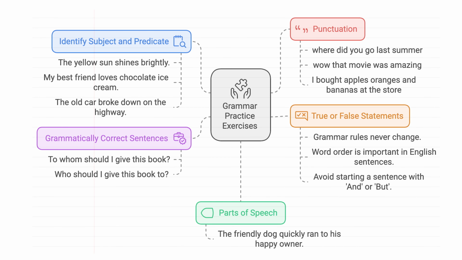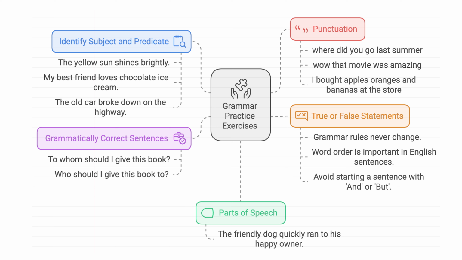Practice exercises. 1. Identify the subject and predicate in these sentences. A. The yellow sun shines brightly. B. My best friend loves chocolate ice cream. C. The old car broke down on the highway. 2. Identify the parts of speech in this sentence. The friendly dog quickly ran to his happy owner. 3. Rewrite these sentences with correct punctuation. A. Where did you go last summer? B. Wow, that movie was amazing. C. I bought apples, oranges, and bananas at the store.